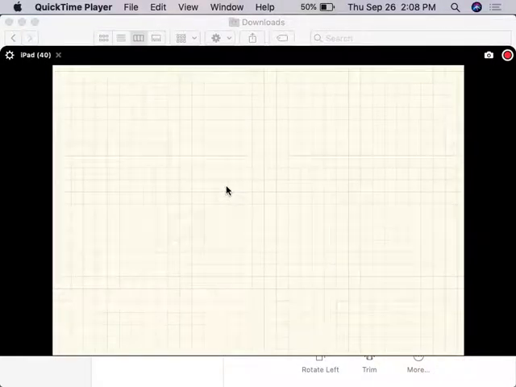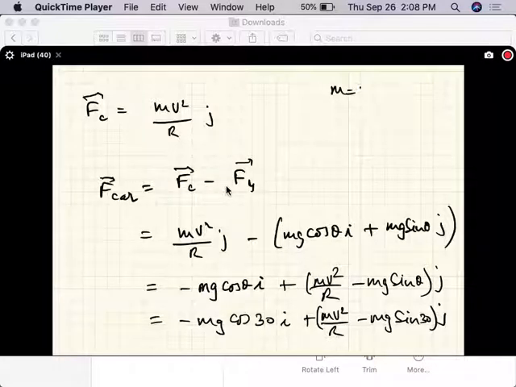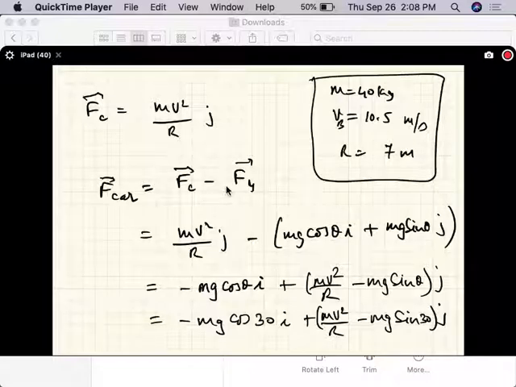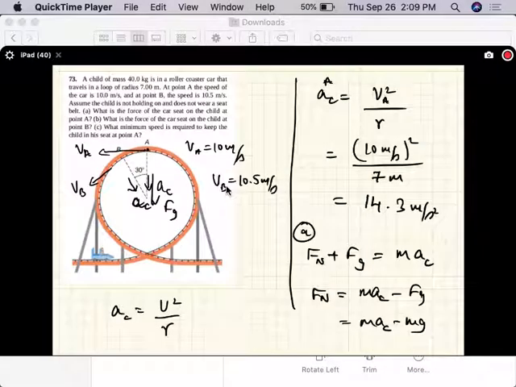I'll write down the numbers. m is 40 kg, g is 9.8, v at B is 10.5 meters per second, and r, the radius of the track, is still 7 meters. If you put those numbers in there, you can get the force that the car seat exerts.